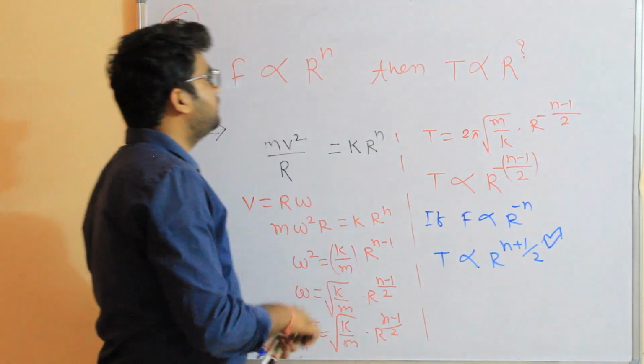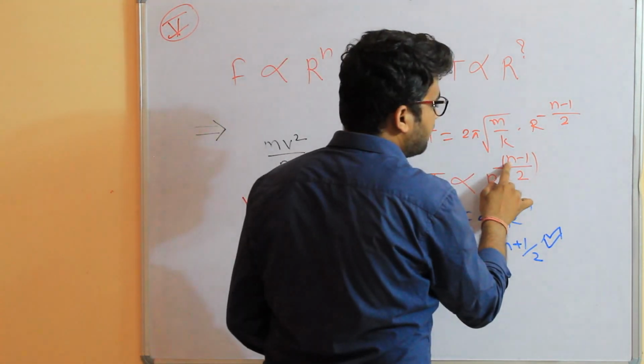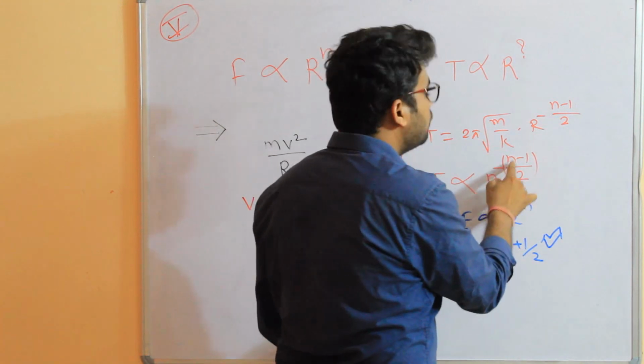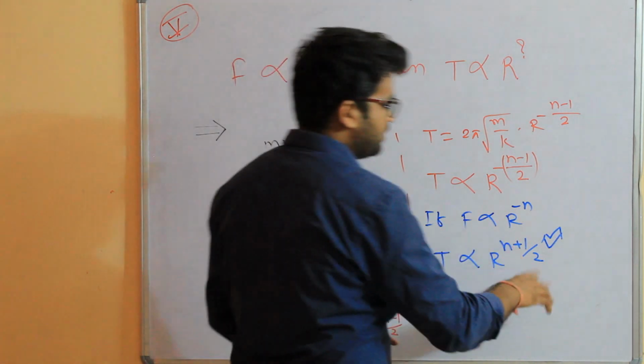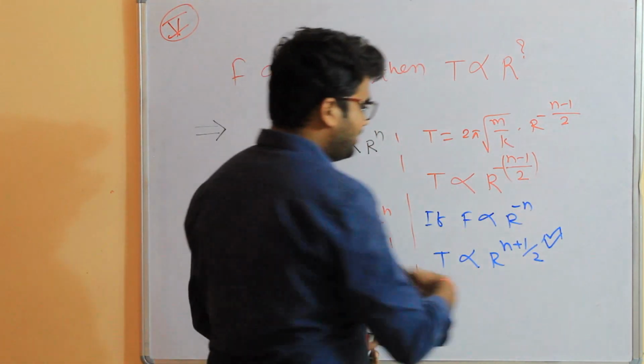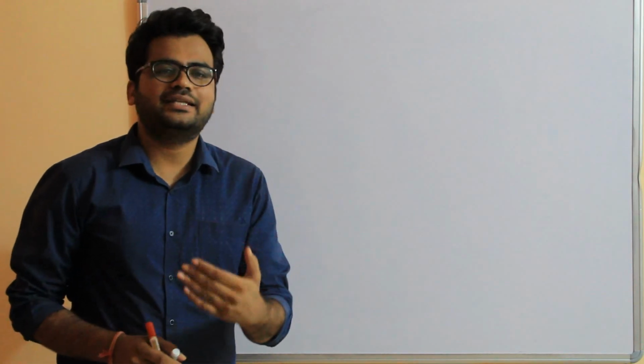So they might give r to the power minus 5 by 2. So just put over here minus 5 by 2. It will be 5 by 2 plus 1. And what is the answer? 7 by 4. So r to the power 7 by 4. Right, so likewise you will get the answer. Now we'll see the sixth model.